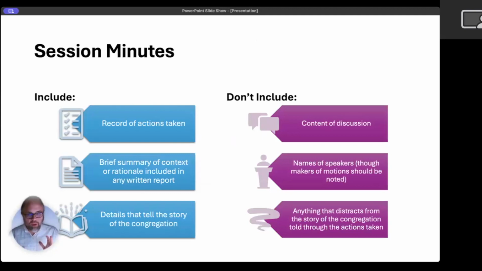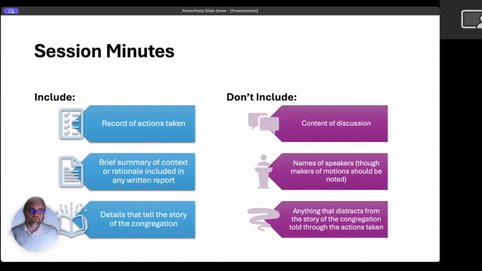These are just some quick statements about what to make sure is there and some things you might want to make sure are not there. So the most important thing in your minutes is to include a record of actions taken. So make sure that it is very clear from your minutes that anybody can tell what the session did.